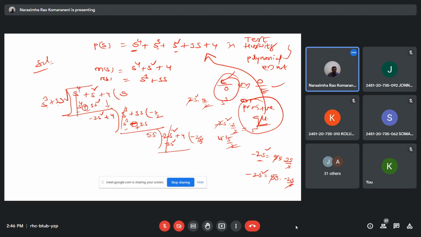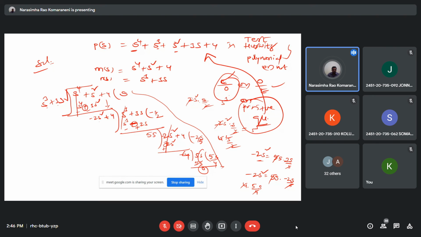So this gets cancelled, and 4 is left. Divide this 4 with 5s. We multiply with 5s/4, then we get 5s. Therefore plus 5s/4, and the 5s, 5s get cancelled. So finally, 0. Now, if you see these quotients, these are all quotients.